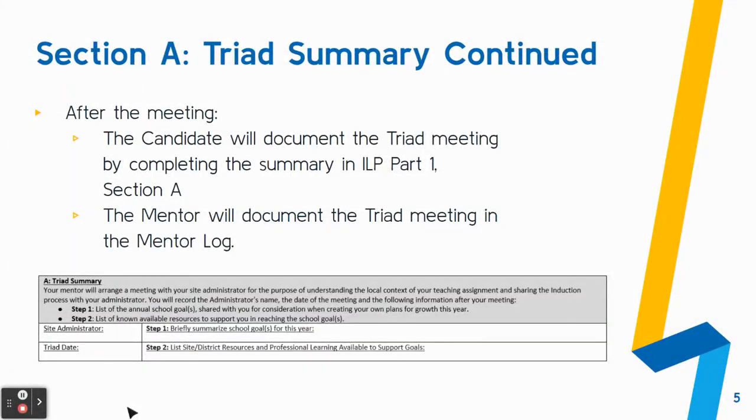After the meeting, the candidate will document a summary of the meeting in Section A of the ILP. Mentors should note the meeting on the mentor log. Look for the Triad Guidelines document in Canvas, which provides more specific information about this meeting.